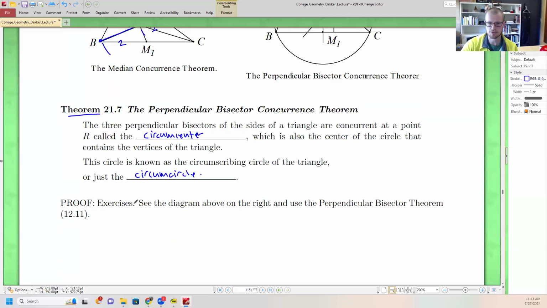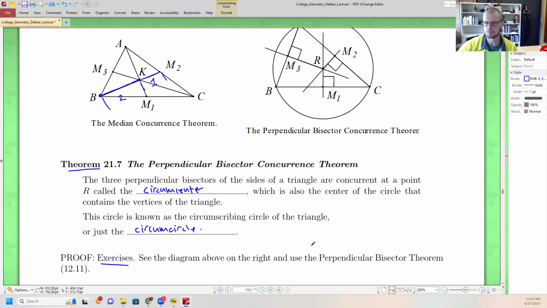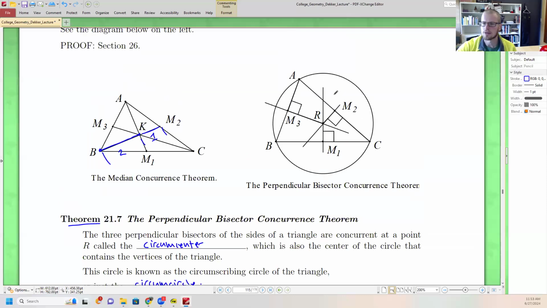Excellent. The proof of this is actually in the exercises. You're going to make use of the perpendicular bisector theorem, 12.11, and also use this diagram, and that would be helpful. So the perpendicular bisector theorem gives the existence of the perpendicular bisectors, and then you use this theorem. There's a perpendicular bisector for each side, and that's where they intersect, the concurrence of them.